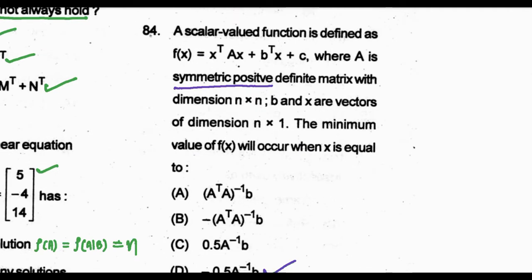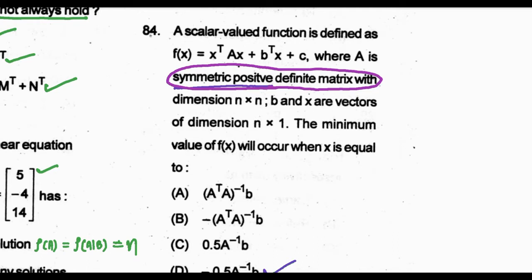Next question, question number 84. A scalar valued function is defined as f of x is equal to x transpose A x plus B transpose x plus C, where A is a symmetric positive definite matrix. This one is the main point. Dimension is n cross n. B and x are vectors of dimension n cross 1. The minimum value of f of x will occur when x is equal to?